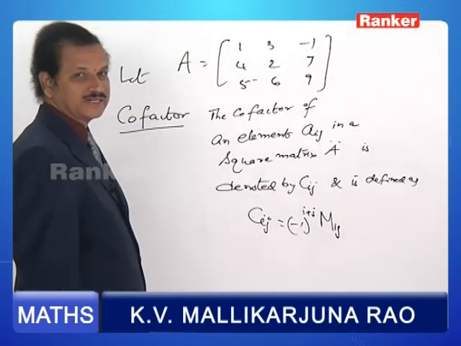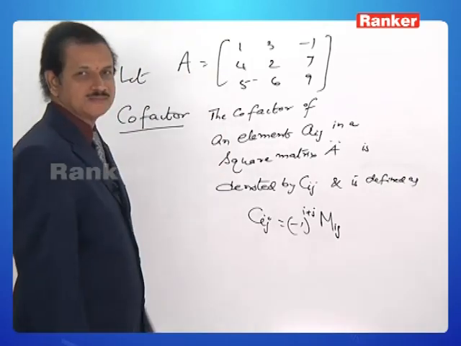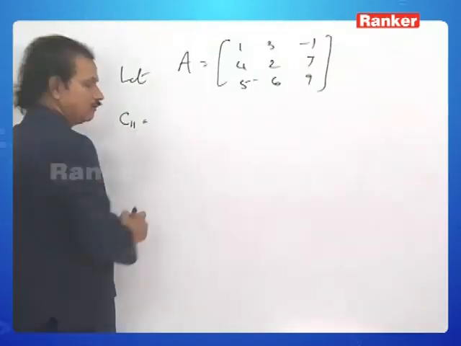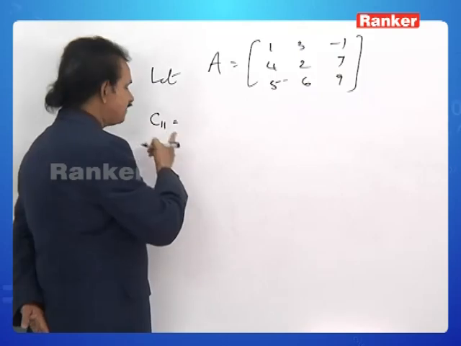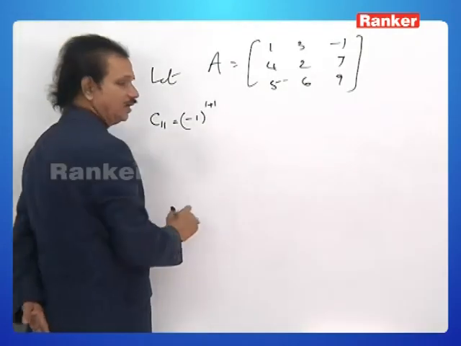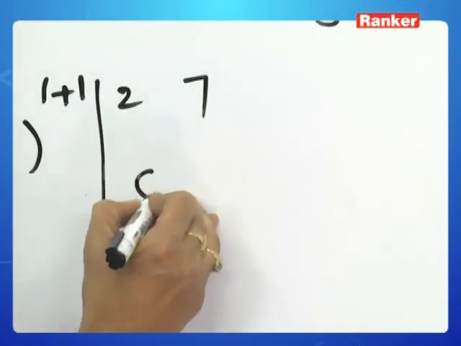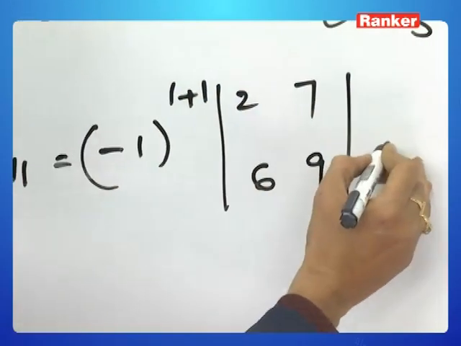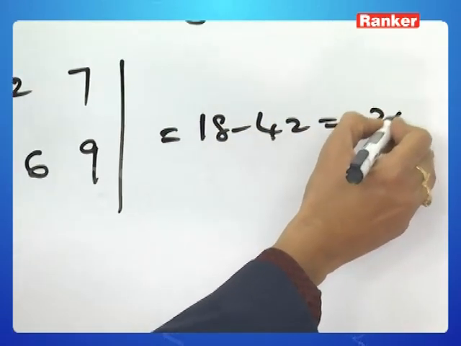This is the definition of cofactor, and it will be quite convenient for us to have the cofactors of all the elements in A. First of all, C11. Let me calculate. What is the meaning of this C11? Cofactor of the element present in first row, first column. We should start with minus 1 whole power 1 plus 1, and then the minor. Delete first row and first column. What happens? 2, 7, 6, 9. Minus 1 whole power 1 plus 1 is minus 1 whole power 2, which is 1. So there is no change in sign. 18 minus 42 is equal to minus 24.